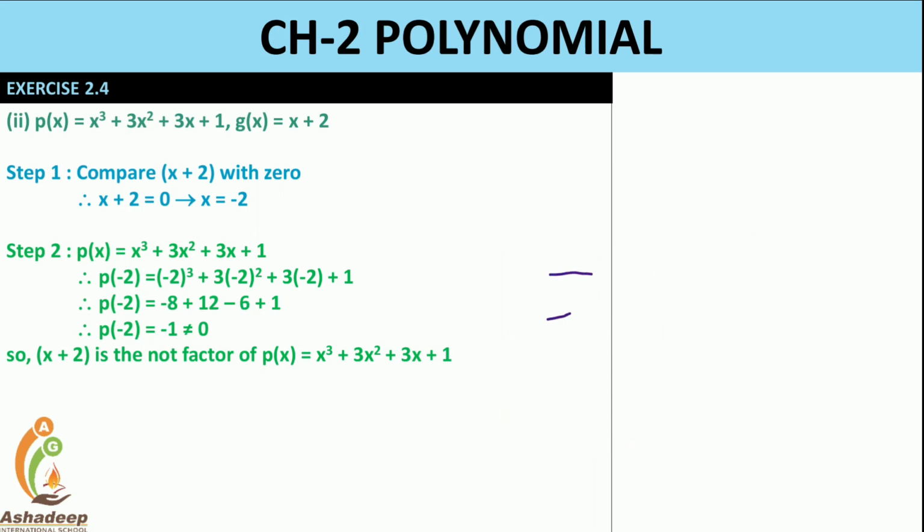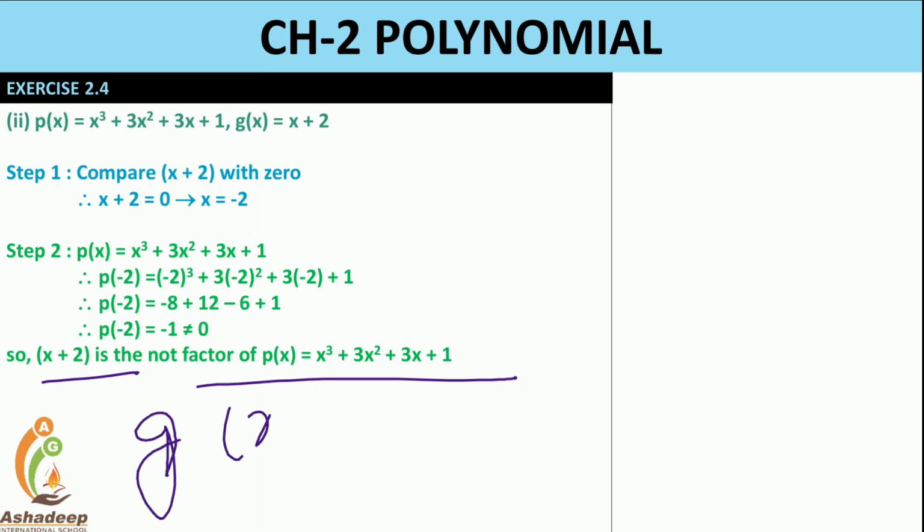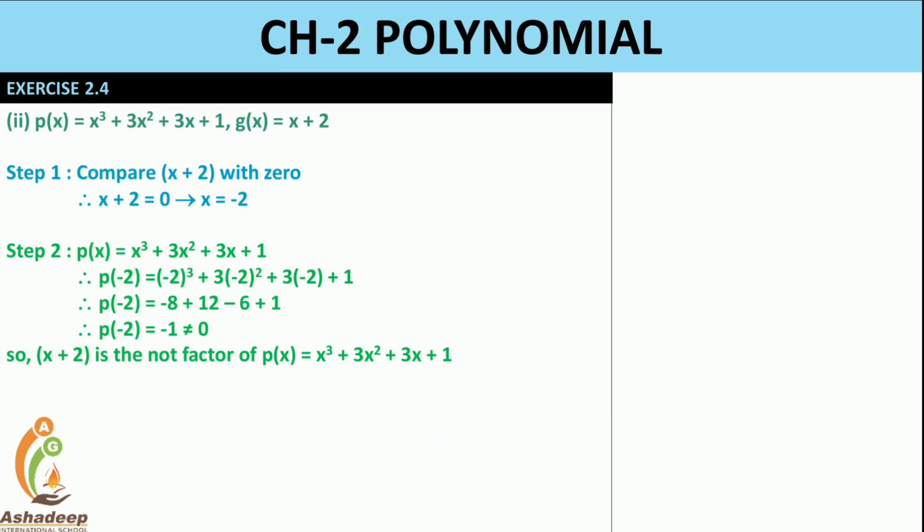So if it is not equal to 0, then what? Then we can say x plus 2, that means g of x, is not a factor of p of x. That means x plus 2 is not a factor of p of x. Okay. You can write it in both ways, whether x plus 2 is not a factor of p of x, or you can directly write that g of x is not a factor of p of x.